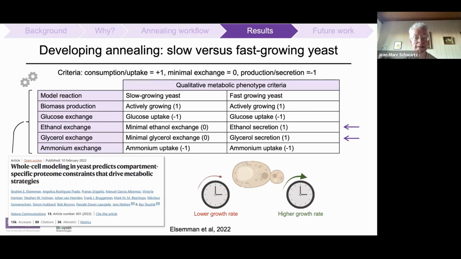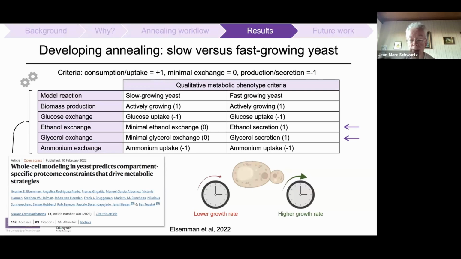It essentially depends on the amount of glucose they have. In both cases, we have yeast that is actively growing, which is why biomass production is set to 1. They both take glucose in, so glucose uptake is set to -1. But the difference is mainly in the ethanol and glycerol exchanges, which are 0 in the slow-growing yeast and 1 in the fast-growing yeast.